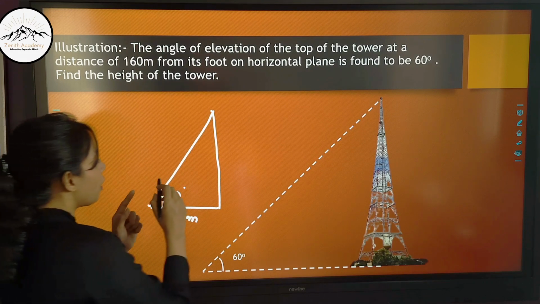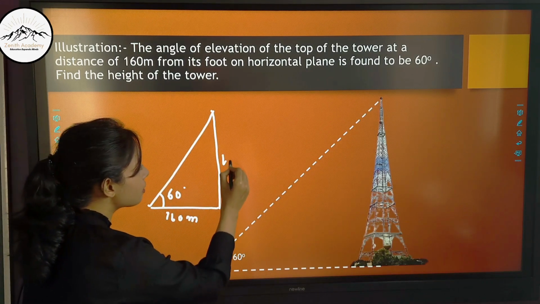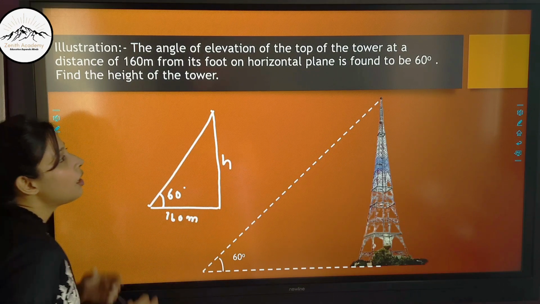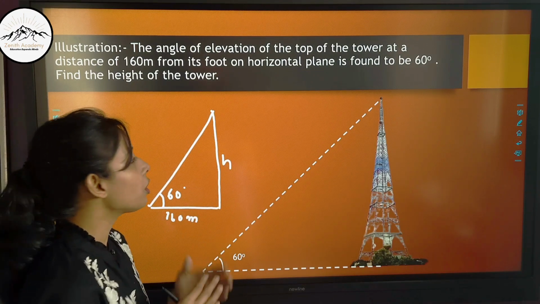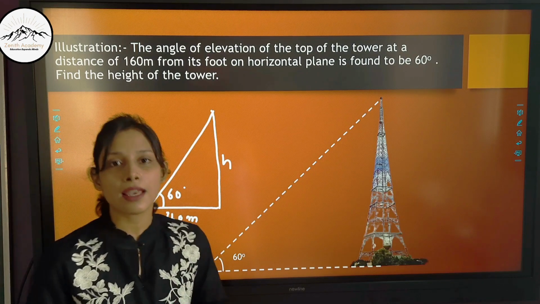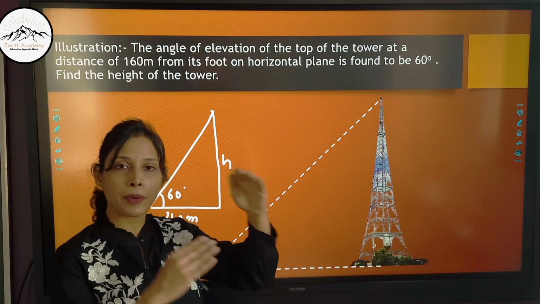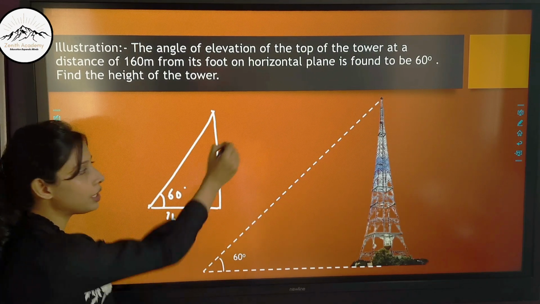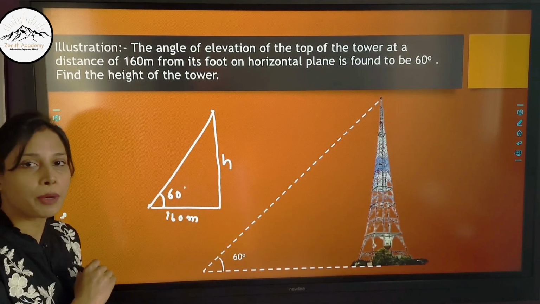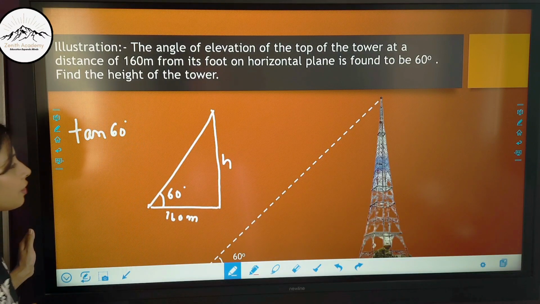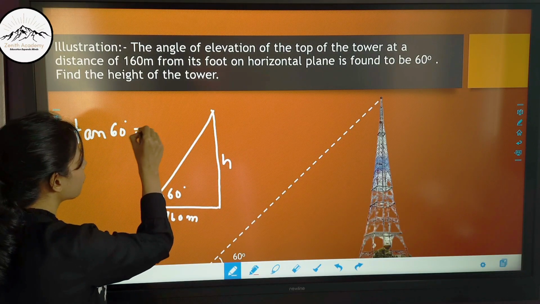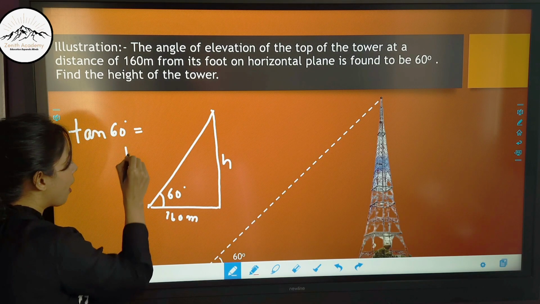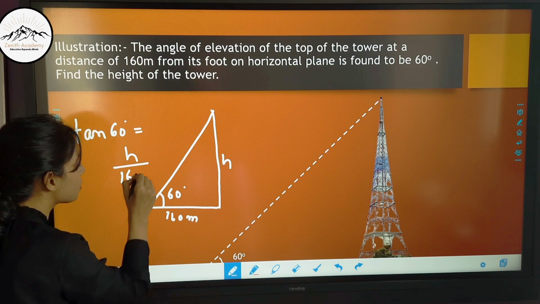Okay. Now what we need to find is this height. So suppose this height is h. Now if we recall what we have studied, what is tan theta? Tan theta is perpendicular upon base. The angle we have been given, base we have been given, and what we need to find is perpendicular. Tan 60 degrees is equal to perpendicular upon base, which is h upon 160.